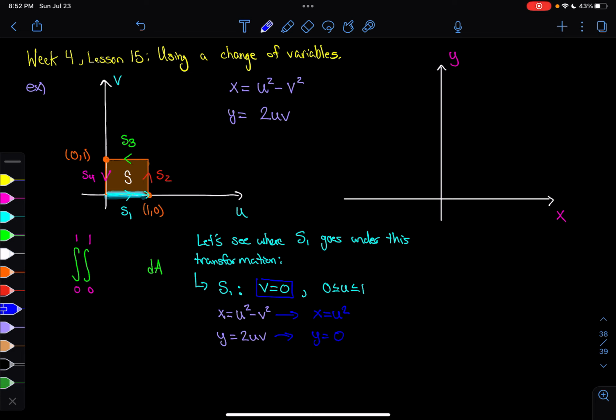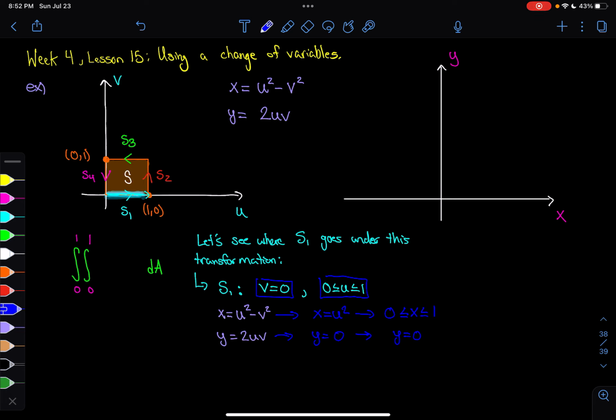Okay, great. So what else do we know? Well, we know that u goes from 0 to 1. So if I plug in 0 for u, I'm going to get x equals 0. And what's the largest value of x that I'm going to get? Well, if I plug in 1 for u, I'm going to get 1. And so this basically tells me that my x values are going to range from 0 to 1, while my y value just stays equal to 0 because there's nothing to do with it.